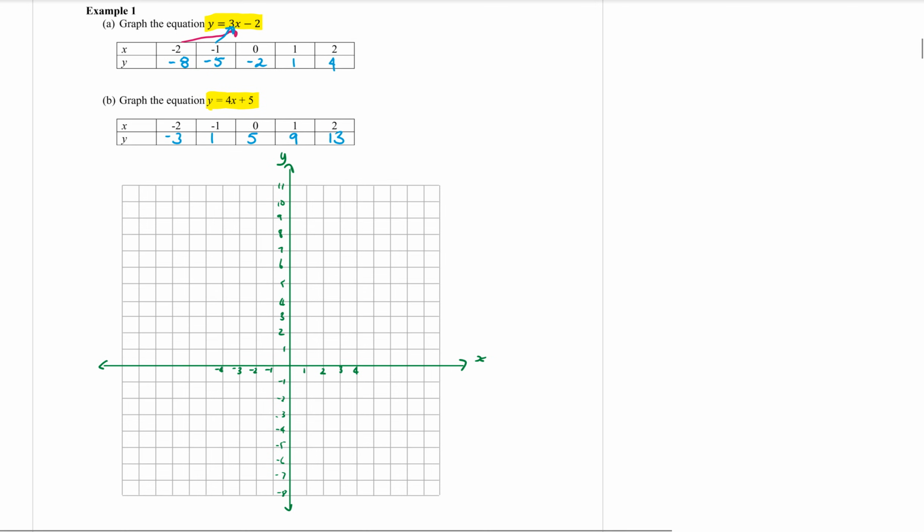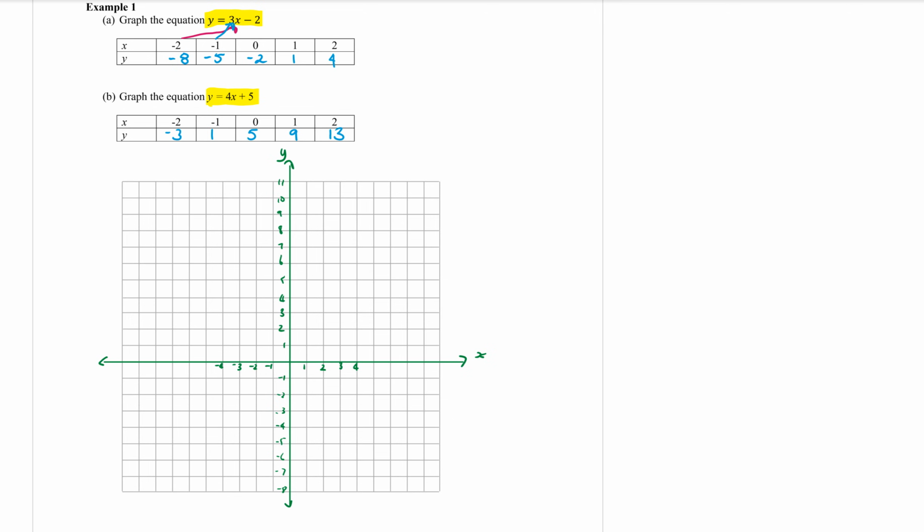So for the first graph that I have, back to this top one, A, my first coordinate, now these aren't written as points, instead they're written underneath each other. So x is -2 and y is -8. On my Cartesian plane, remember x value first, go -2 and then I go down to -8 and I put a cross. Then the second one is -1 and -5.